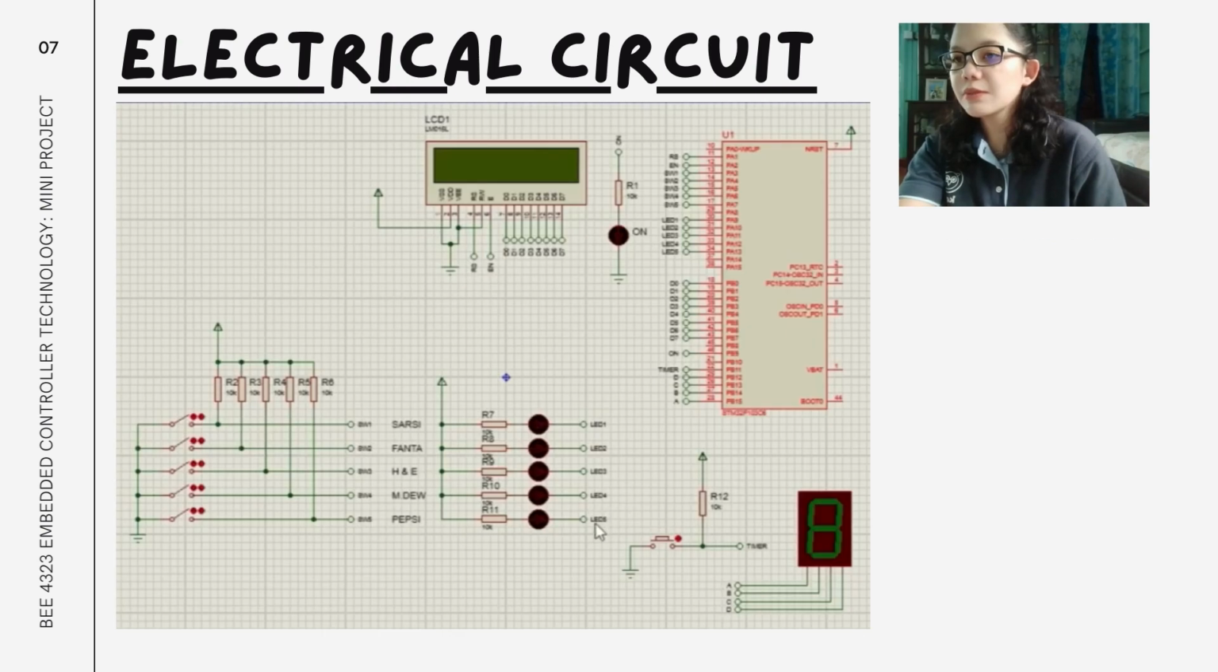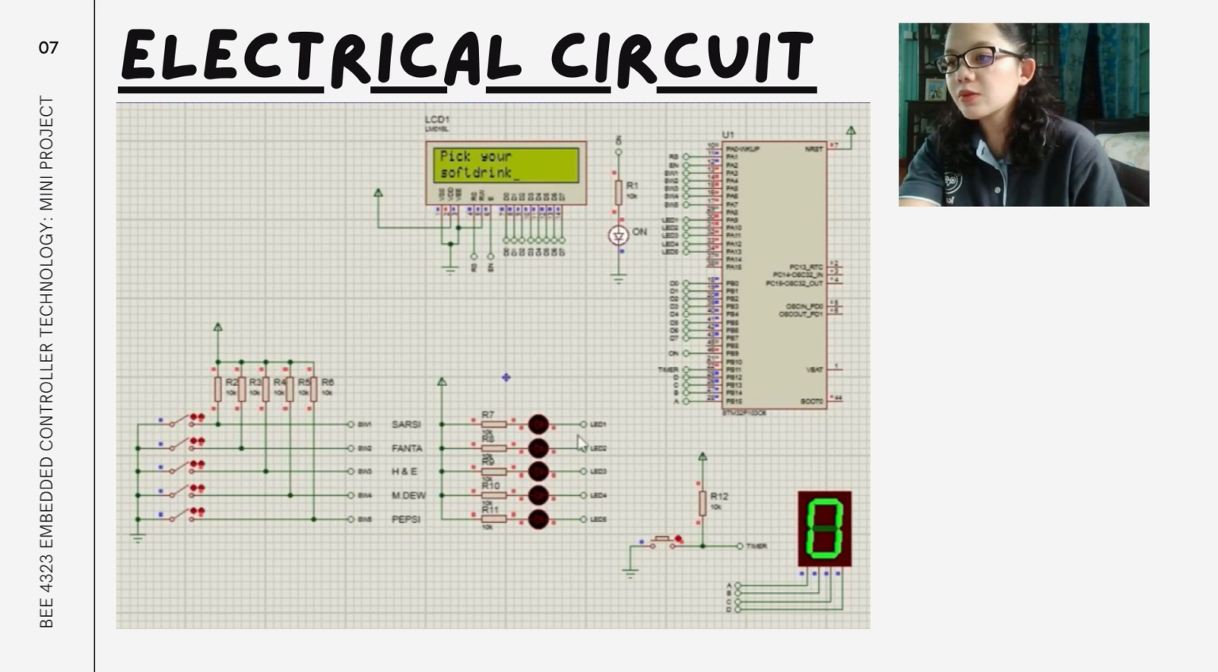After the power supply is given, the white LED will light up to indicate that the machine is ready to dispense the water, and the LCD will display the sentence. Here it shows to pick your soft drink. There are 5 types of soft drink that the user can choose, which are Safiy, Fanta, HNE, Mountain Dew, and Pepsi.